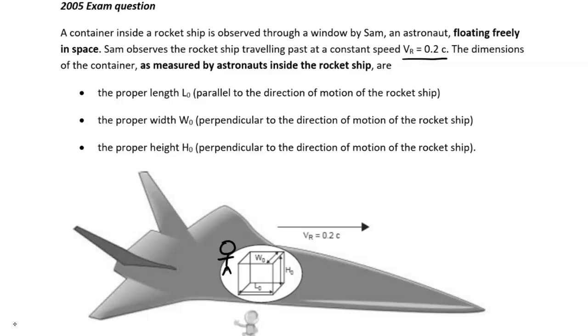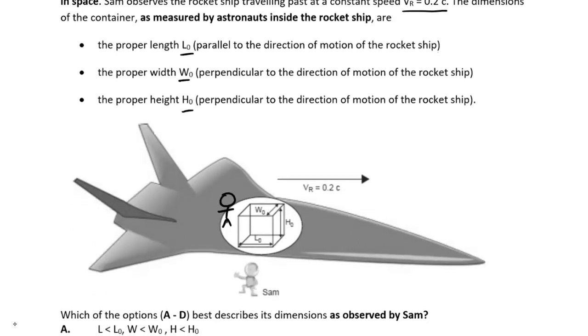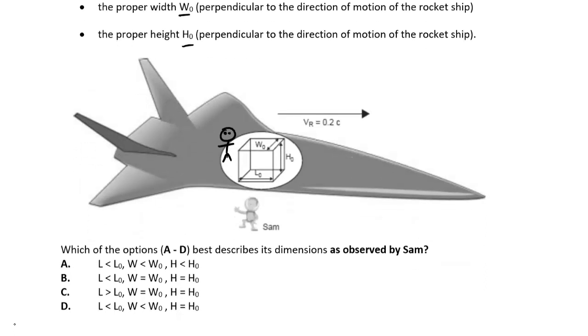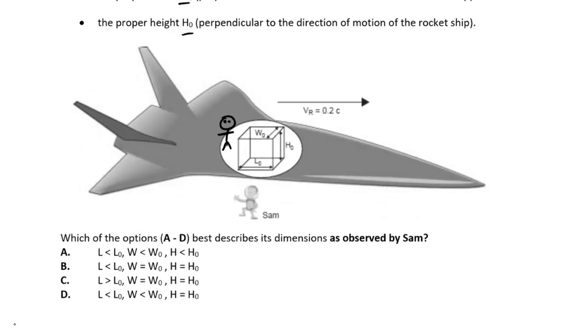Now they've noted that the length, width, and height are the proper length, width, and height respectively. And that's because someone within the rocket ship would be stationary with respect to that cube, even if that cube is moving from Sam's perspective. That person within the rocket ship is always stationary with respect to the cube, so they measure those proper lengths here. So the question asks us, which of the following options A to D best describes the dimensions as observed by Sam?